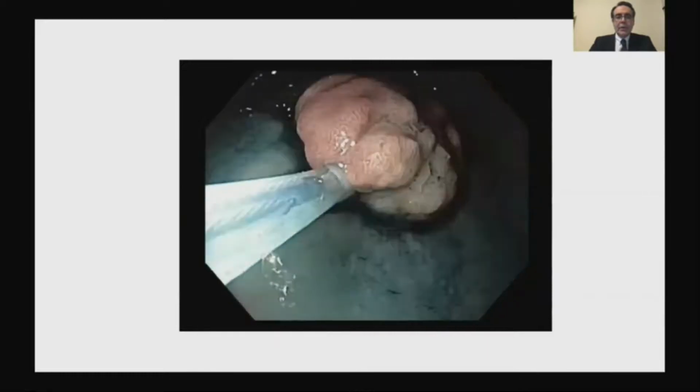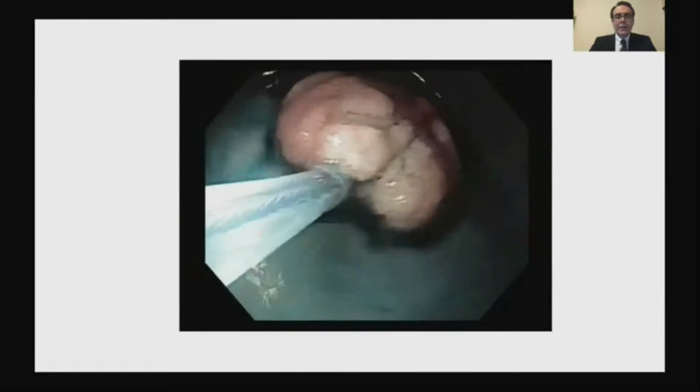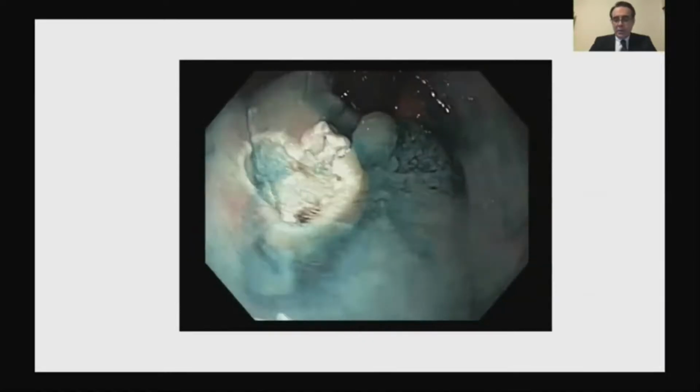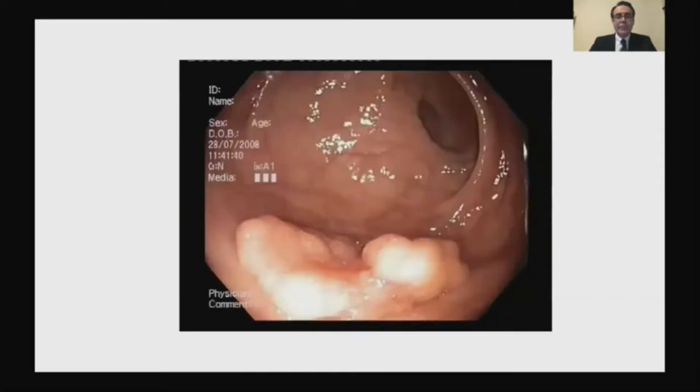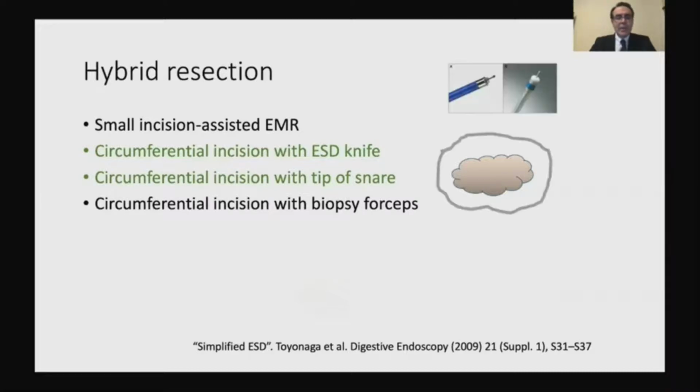And we can cut it, and this led to an en bloc and complete resection. The polyp had high-grade dysplasia. We can make wider incisions, circumferential incisions as well, with dedicated knives or with the tip of the snare, and then put the snare on that groove.